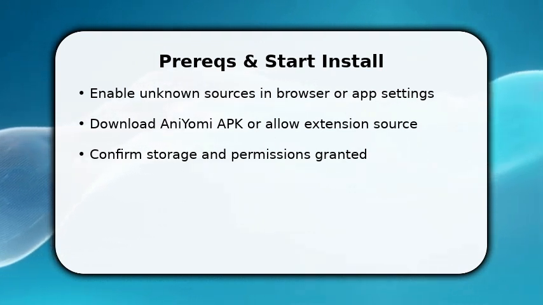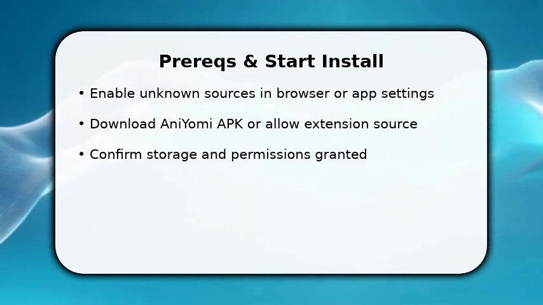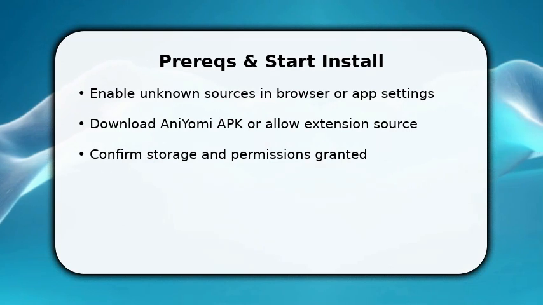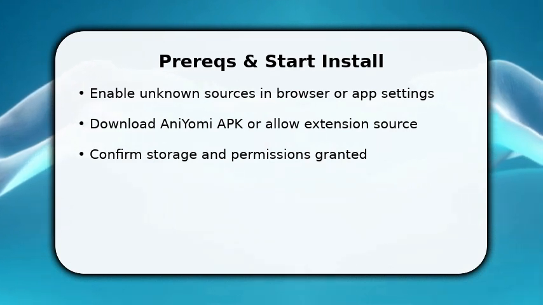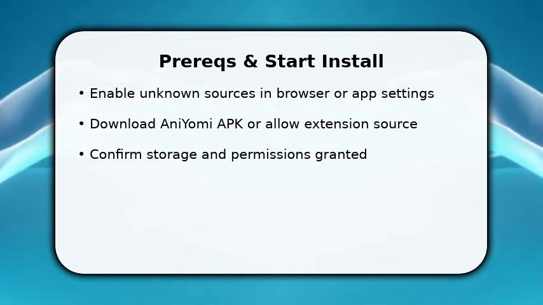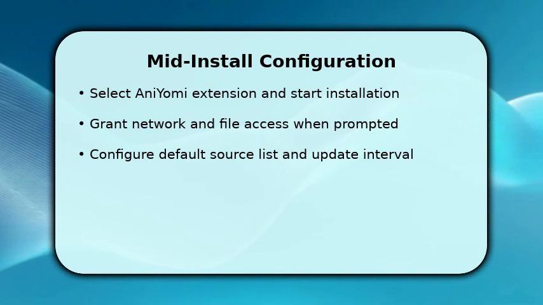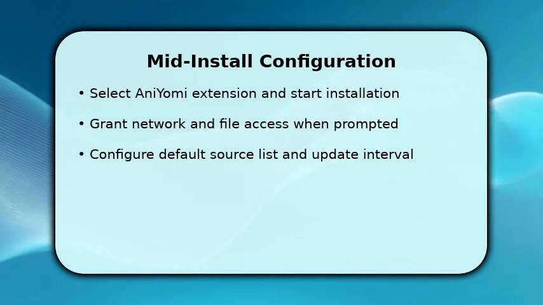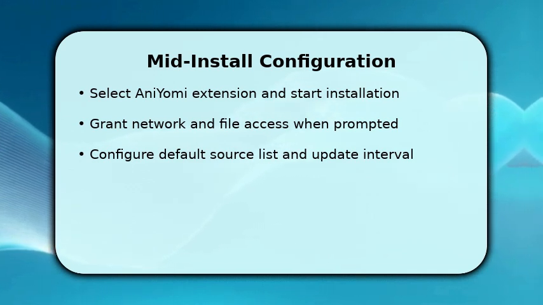Once done, open the host app's extension manager and choose Add Extension. Make sure to select the correct file or repository entry so the installer recognizes Aniyomi. Once the extension is installing, monitor prompts and grant network and file access. Aniyomi needs both to fetch catalogs and save data.